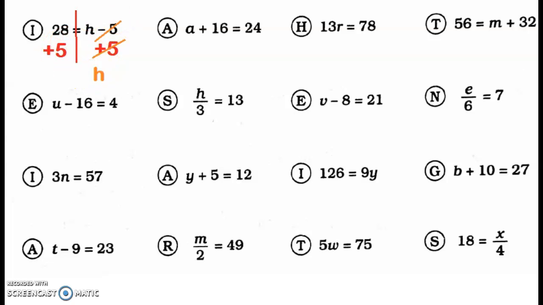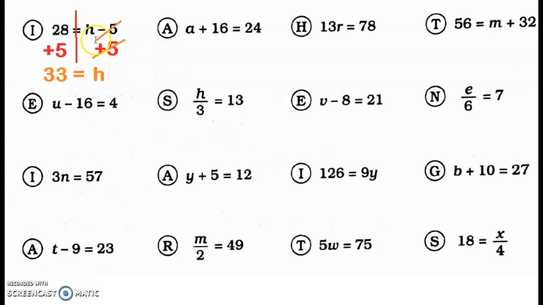So what I'm going to do now is bring down my equal sign. It just comes straight down. And then over here I have 28 plus the 5, right, that I added. So 28 plus 5 is 33. So h equals 33, which is the same as 33 equals h. So that's what we're doing. We're just using the inverse operation to get these variables by themselves.